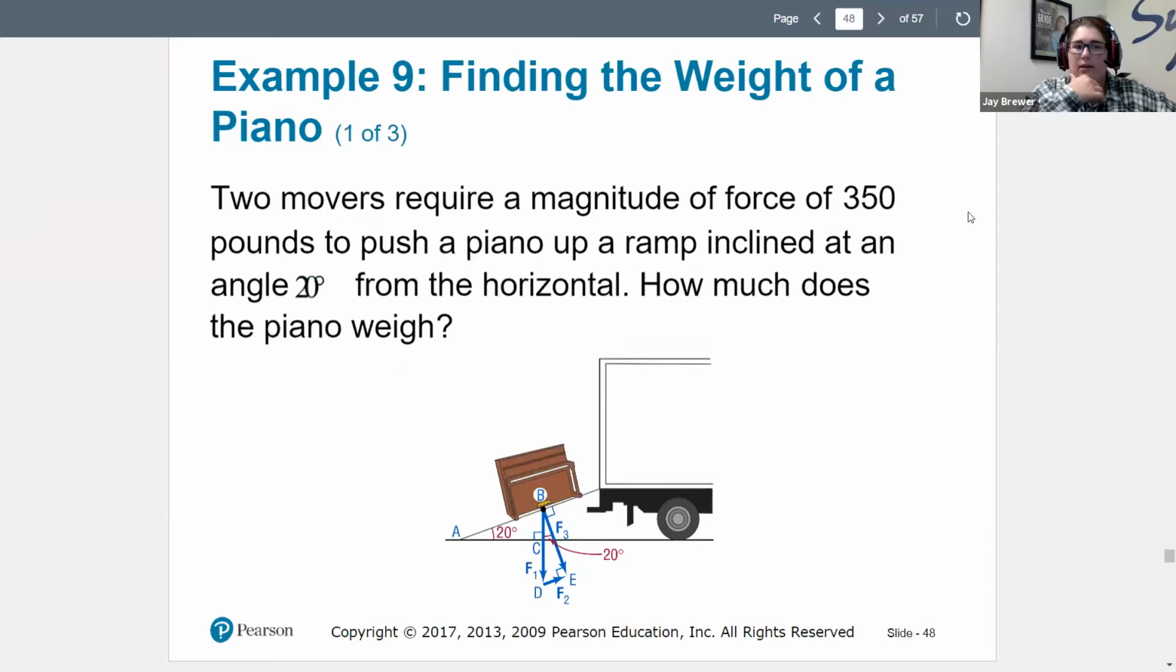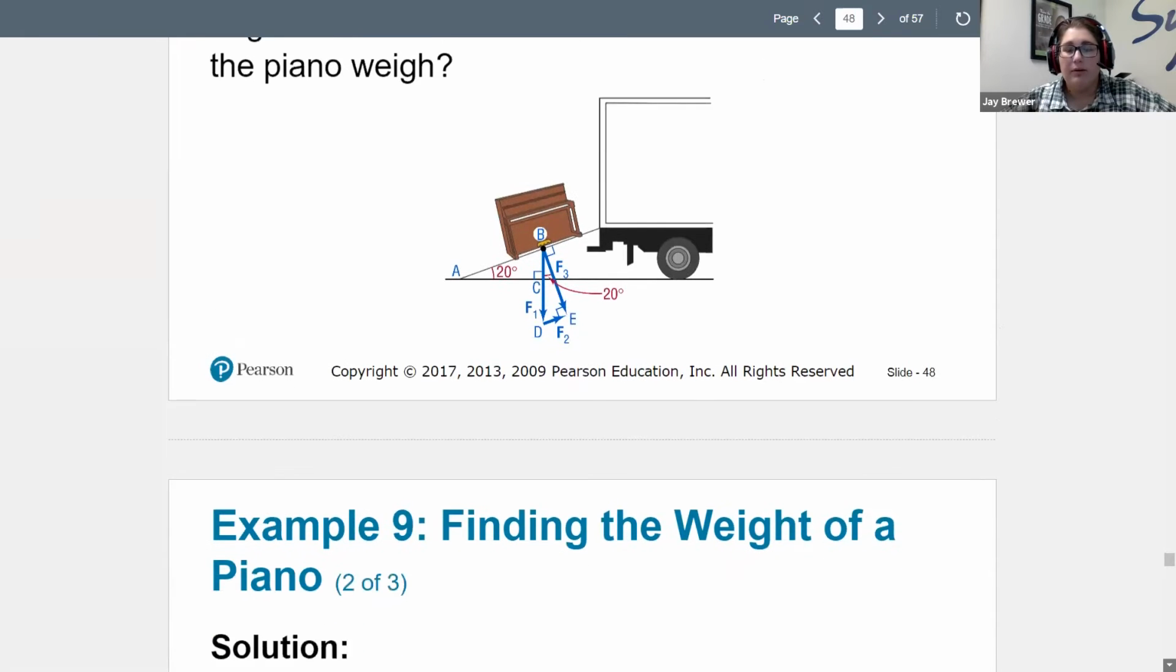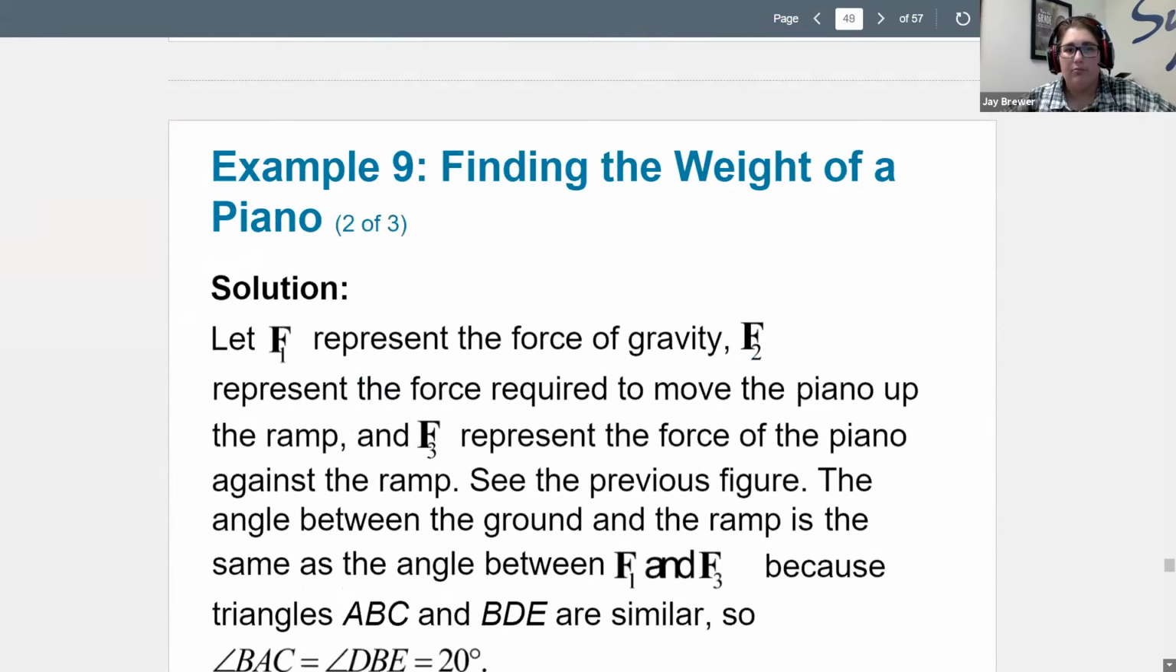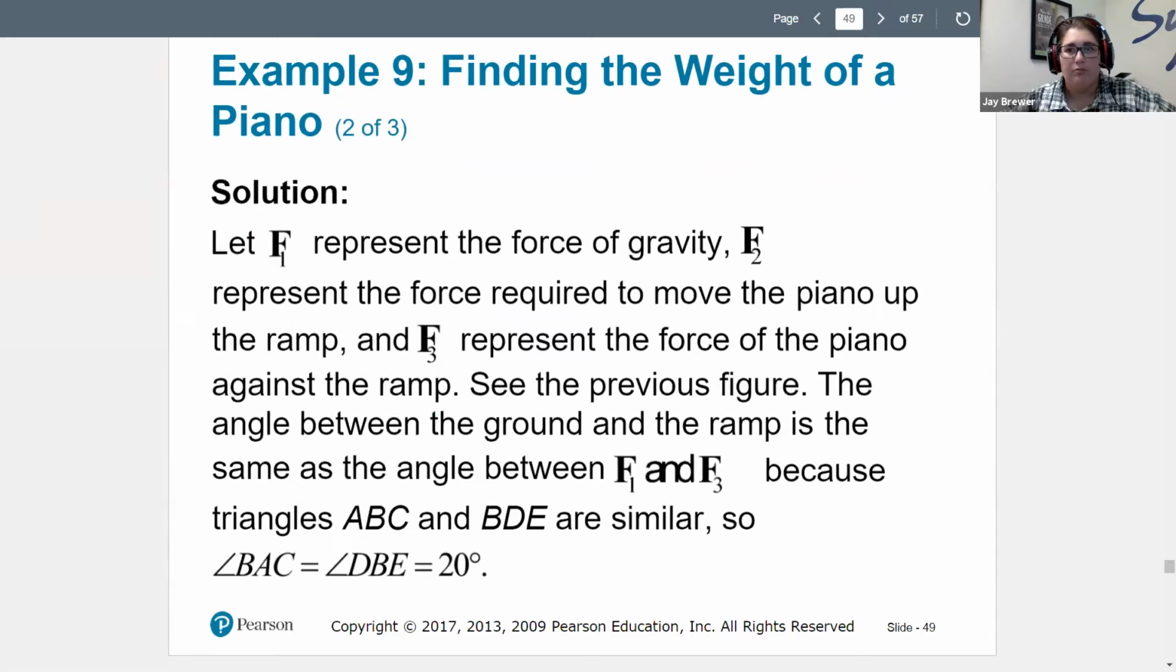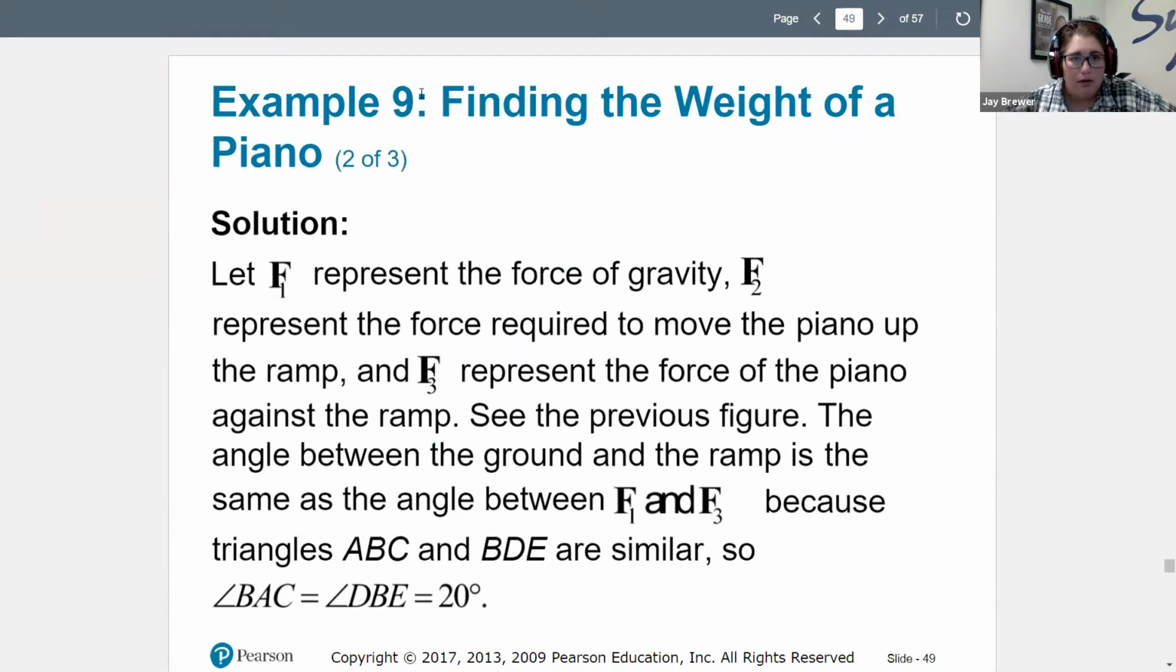All right, finding the weight of a piano. Two movers require a magnitude of force of 350 pounds to push the piano up a ramp inclined at an angle of 20 degrees from the horizontal. How much does the piano weigh? So there's their nice little diagram, which, by the way, I can't remember who did it, but someone drew a bunch of diagrams, and you can ask them if you want. I definitely gave bonus points for diagrams on the last exam.